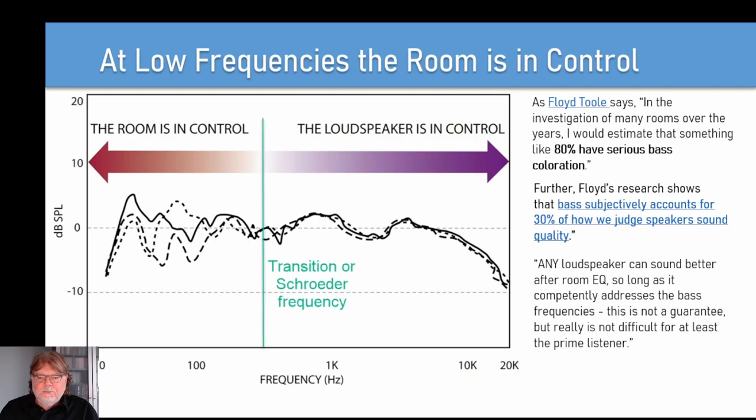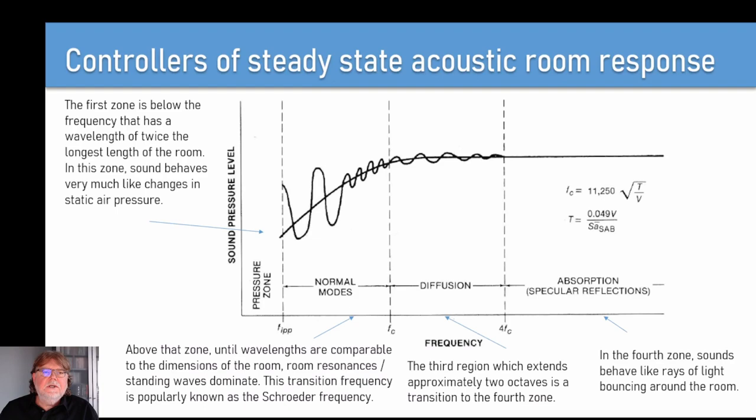So let's break this down even further. There are four zones in small room acoustics. We are mostly interested in the normal mode zone and the diffusion zone. The exact wavelength of the frequency which matches the dimensions of the room will resonate the most. Everything else will be more and more affected by phase cancellation.